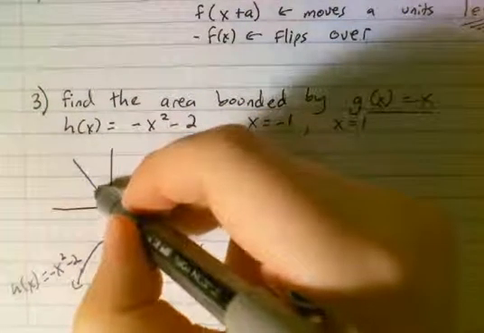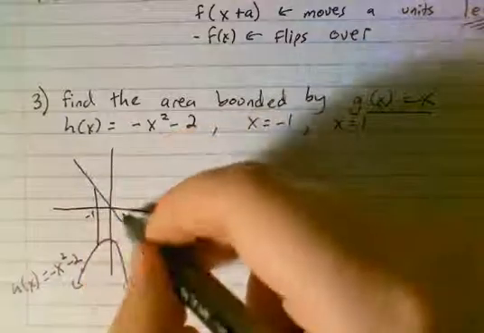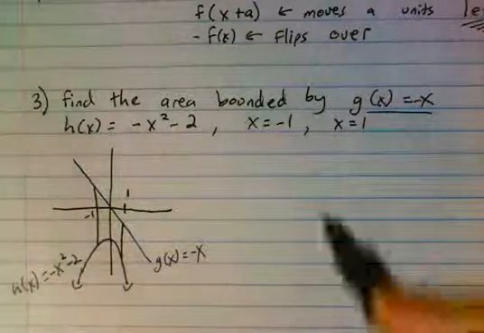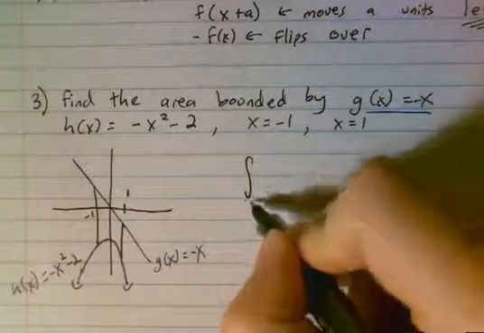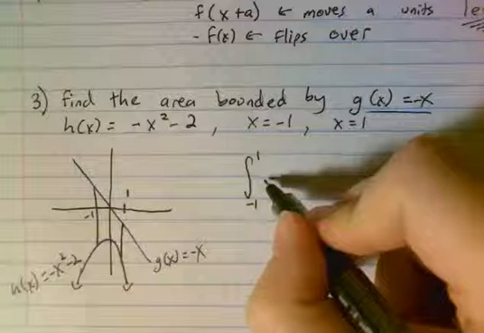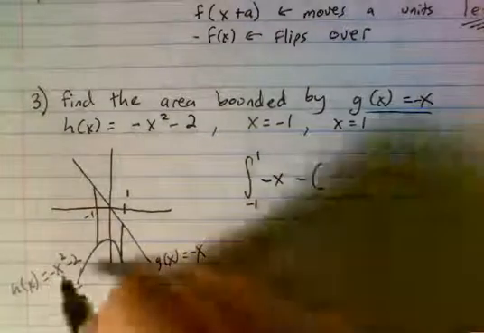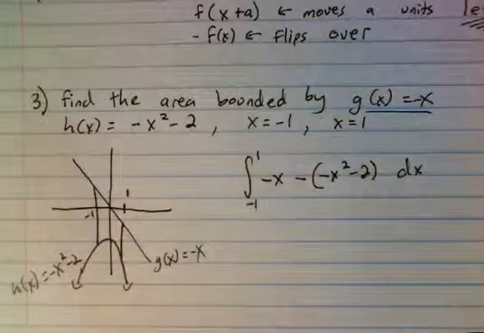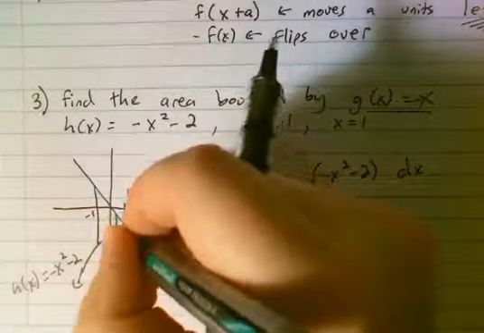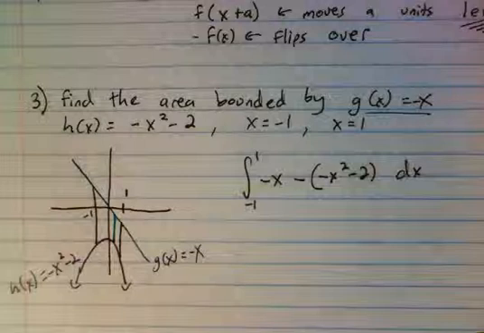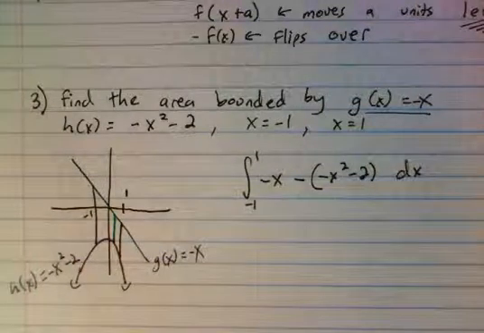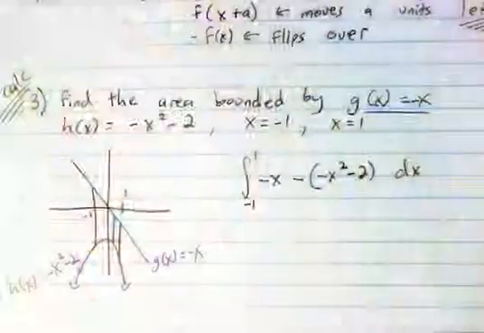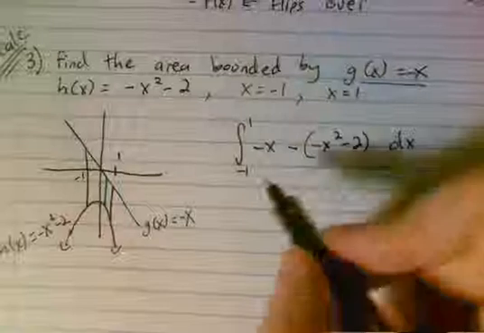We see that our bounds are x equals negative 1 to x equals 1. We can see g of x is on top, so we're going to have the integral from negative 1 to 1. G of x is negative x. And then we're going to subtract negative x squared minus 2, because that one's on the bottom. And the width of one of our representative rectangles, that's dx. So, if we don't have the calculator with us, I'm going to mark this no calculator. Then after we've sketched it, we just have to work this out by hand.